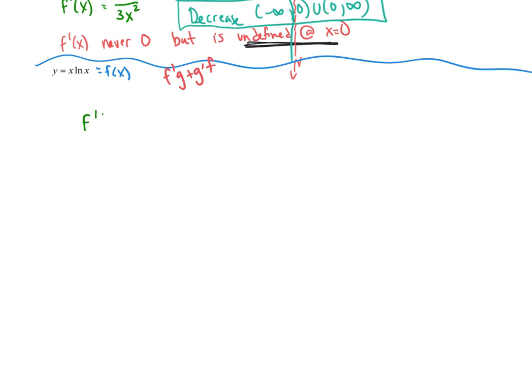So the derivative of this guy, f prime of x, is going to be the derivative of the first, which is the derivative of x, which is 1, times ln x, plus the derivative of ln x, which is always 1 over x, times x, which is the first function. So this simplifies out a little bit to ln x plus 1. And so we're going to want to figure out where that equals 0.